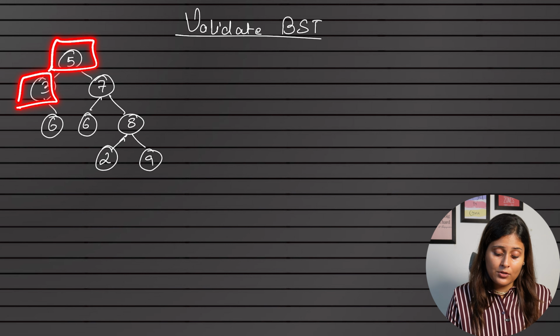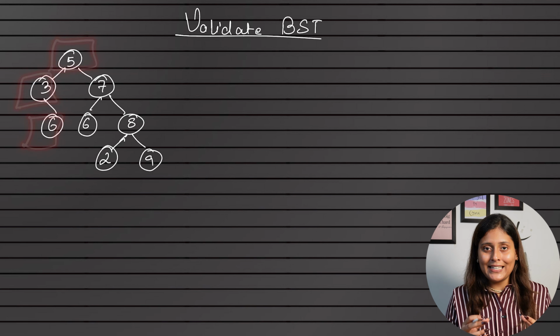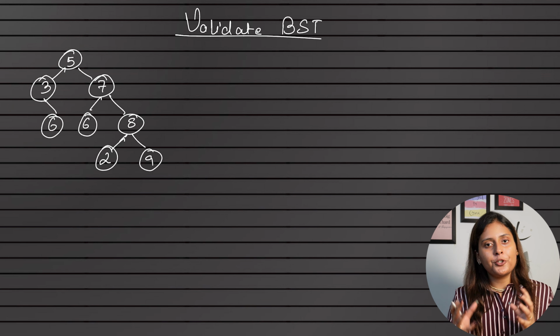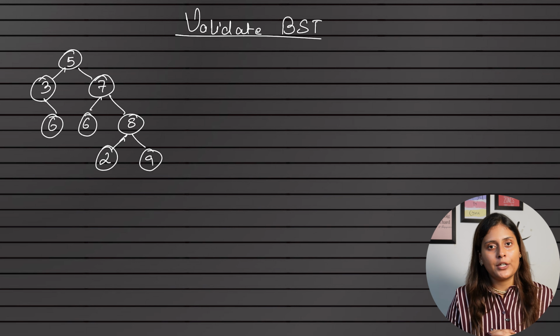Similarly, we have to check for this also. Similarly, we have to check, basically the rule should follow for each and every node. If we can check that, we have to return true. If the condition fails, we have to return false.